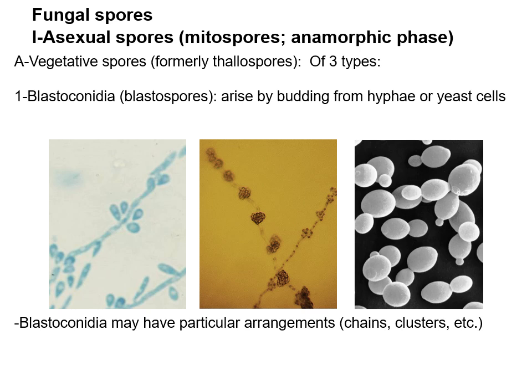Okay, so going back to asexual spores that we also call mitospores because it's asexual. The asexual phase is the anamorphic phase. The vegetative spores, in the past people used to call them thallospores, but you still see that in some references. So the vegetative spores are of three types. First, the blastoconidia or the blastospores. We've seen one form of that, and that's when we have budding from yeast cells.